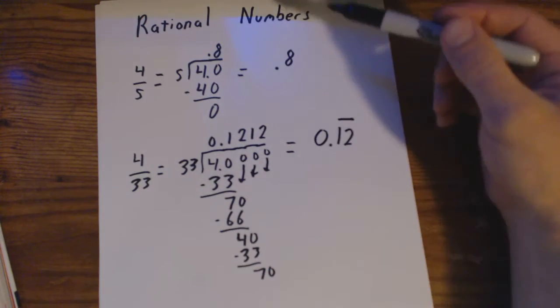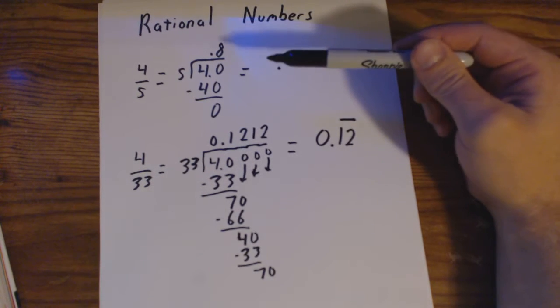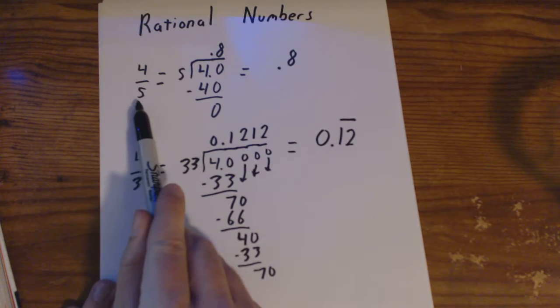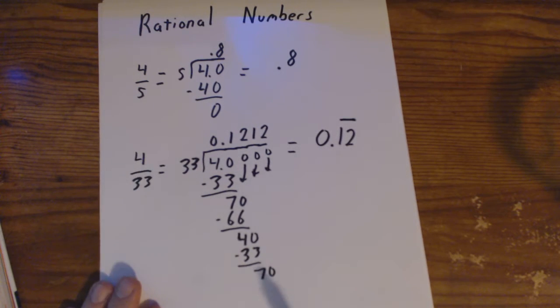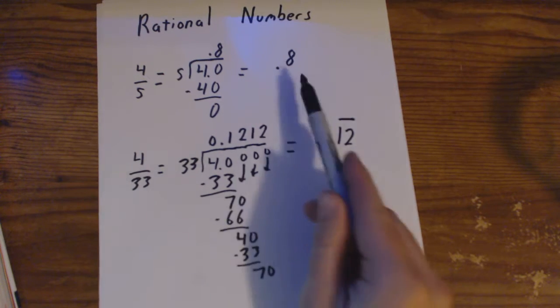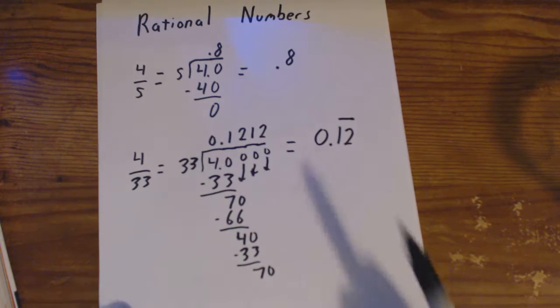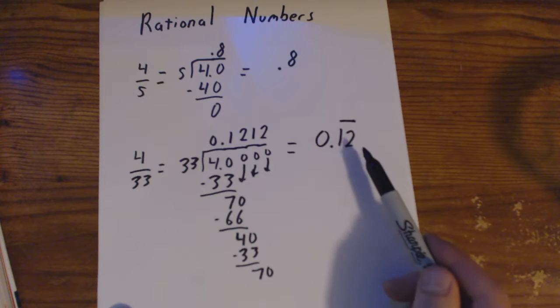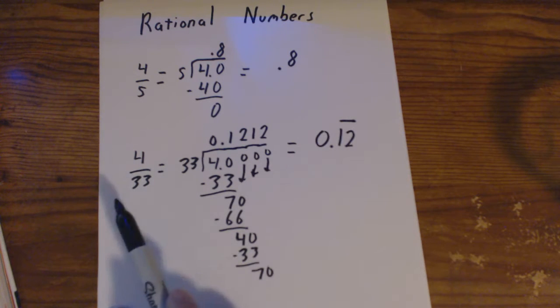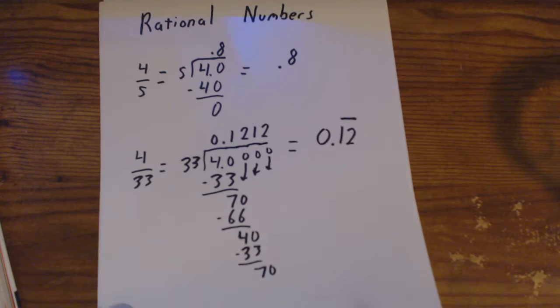So for a rational number, any two numbers, and it's important to remember that your denominator is not 0, right? You can't divide by 0. There should not be 0 in your denominator. So we have a terminating decimal, we have a repeating decimal. Now what if you wanted to convert, say, a repeating decimal back into a fraction?